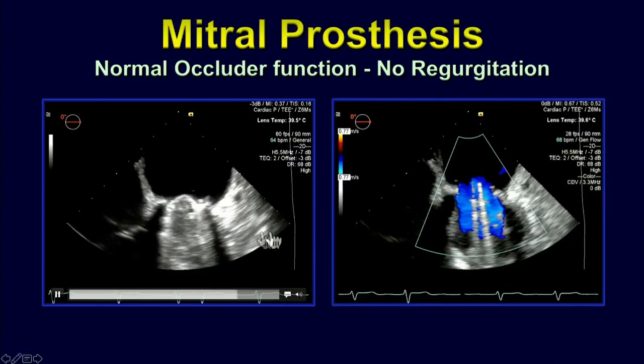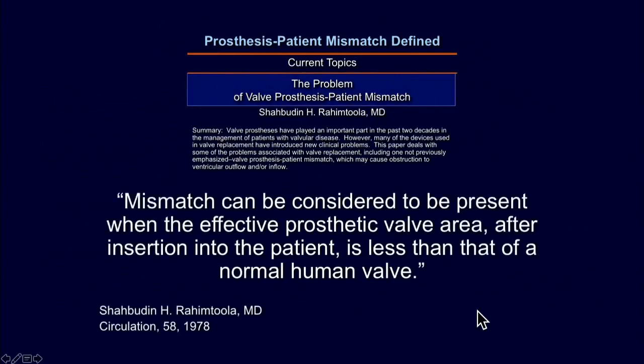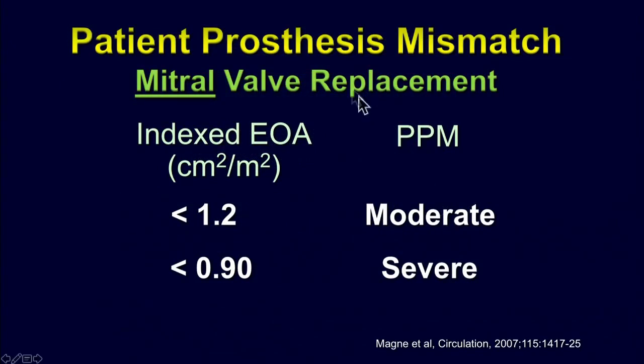So we take a look, there's normal occluder function, there's no regurgitation. We see this indexed orifice area here is really quite low. And this concept is really the fact that this patient was given a valve that's functioning just fine, but it's just too darn small for the size of that individual. Remind ourselves that in the mitral position, an indexed orifice area less than 1.2 centimeters squared per meter squared represents moderate prosthesis-patient mismatch. Less than 0.9 would be severe prosthesis-patient mismatch. So just remember 1.2 and 0.9 in the mitral position.